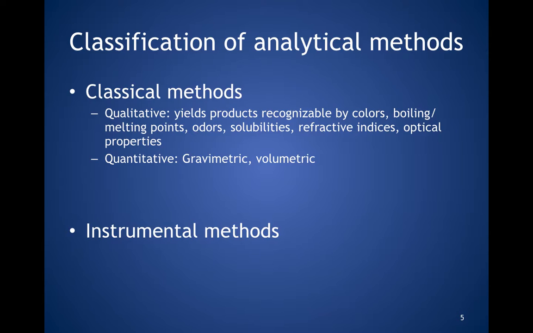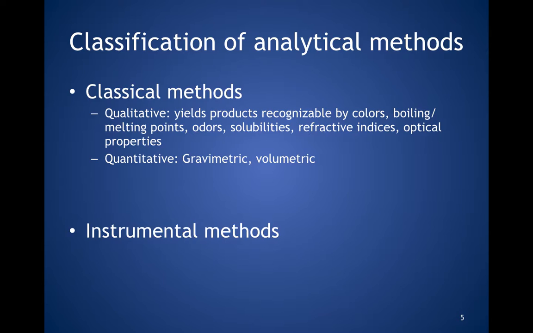We can also classify analytical methods as either classical or instrumental. Classical is more of an old-fashioned kind of method, and it can be classified as qualitative or quantitative. Common qualitative classical methods are those that can be detected using our senses, especially our eyes. It is recognizable by colors or solubility, odors also, and optical properties. Quantitative, on the other hand, we have gravimetric and volumetric, and I will discuss this in the next slide. And we have also instrumental methods.